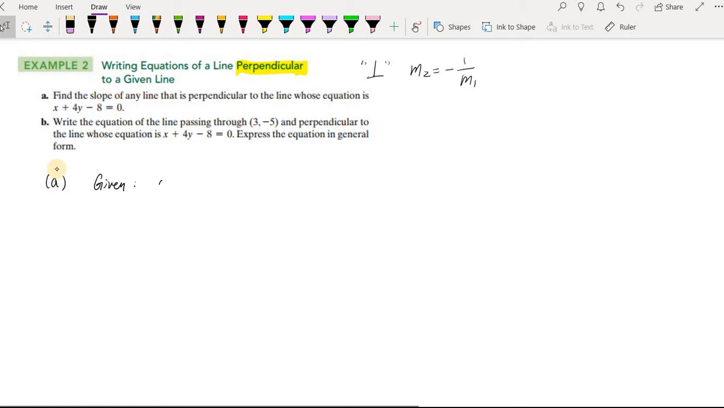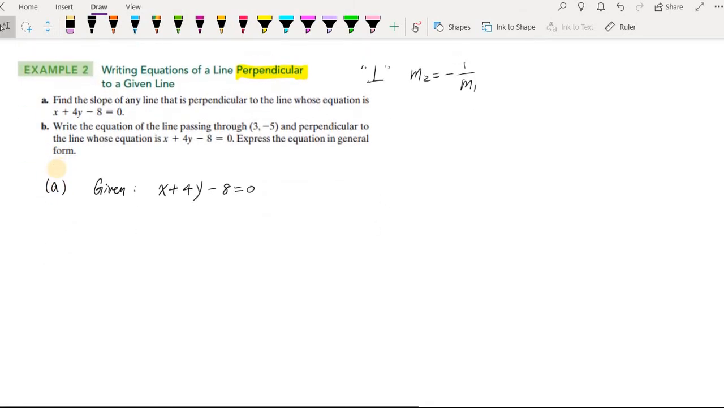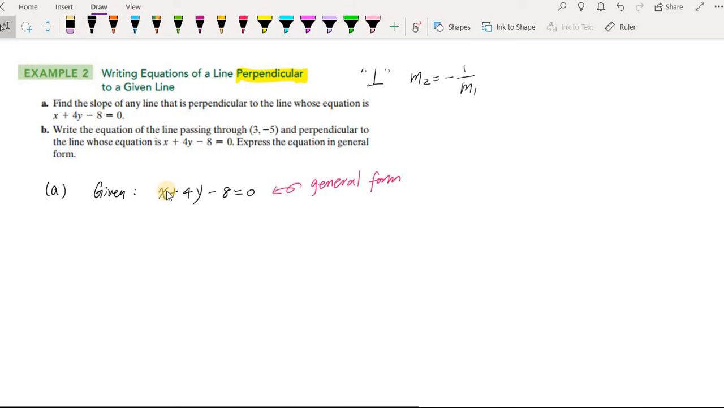Given to us x plus 4y minus 8 equals 0. So this actually is the general form. First of all, we need to find this slope. How can we find this slope? We have to turn this general form to the slope-intercept form.